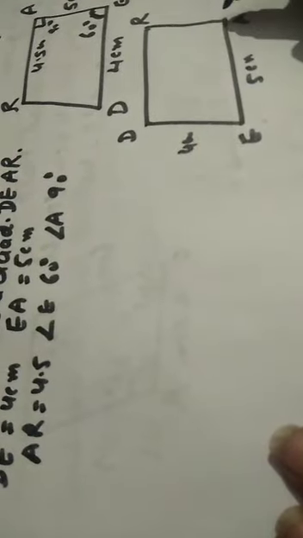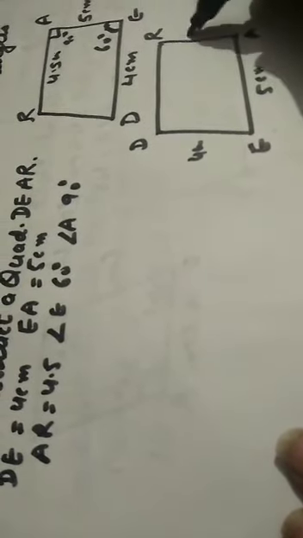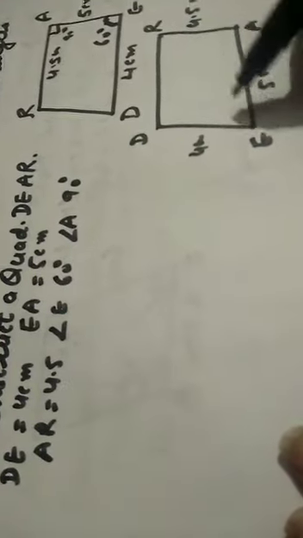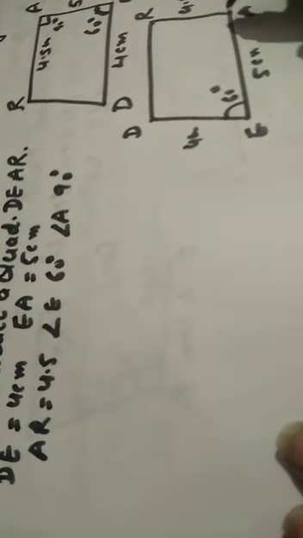Now we can rotate our figure. So we can draw this way. Means we can take EA as a base. So I'll draw a rough figure again. D, E, A and R. DE 4, EA 5, AR 4.5 centimeter, angle E 60 degree and angle A 90 degree.